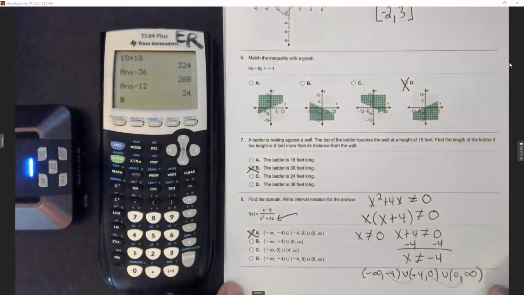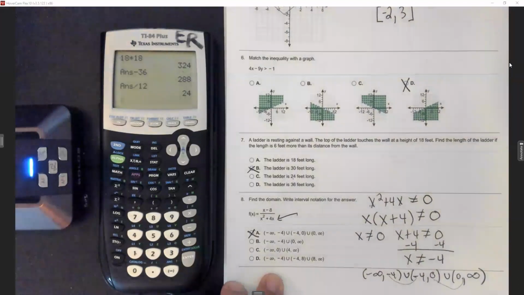All right, so that is not bad. Just remember, domains, you're only worried about the denominator of that fraction. Don't even worry about the top.